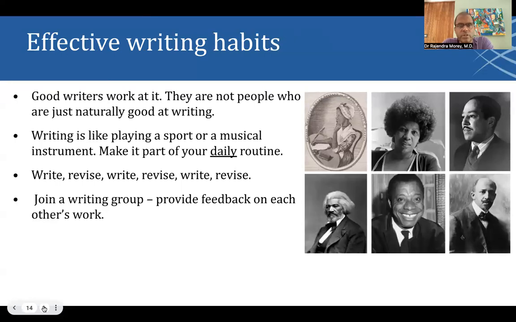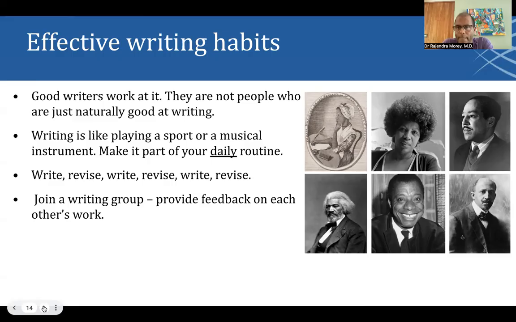Here are some, I think, very important, effective writing habits. Keep in mind, good writers work at it. They're not people who are necessarily just naturally good at writing. It's a lot like playing a sport or a musical instrument. It has to be part of your daily routine. You need to write and then revise, and write and revise, and write and revise, and make it better each time. You get feedback from people. You can join a writing group. You can also critique other people's writing.